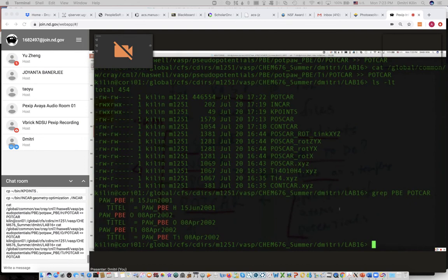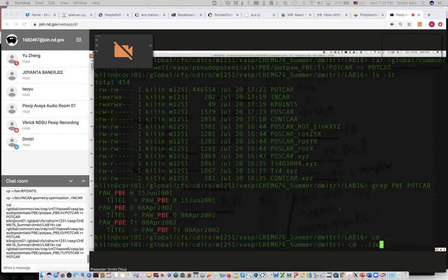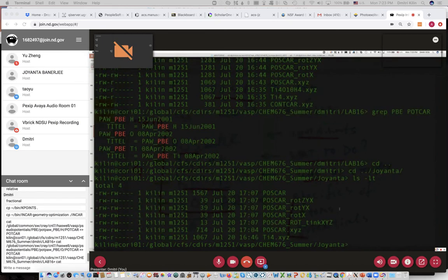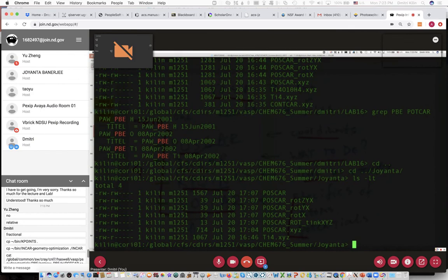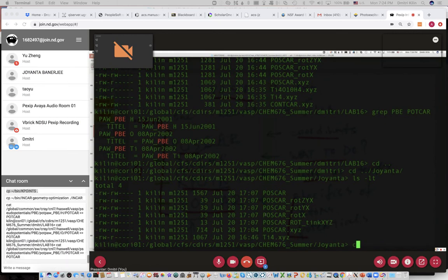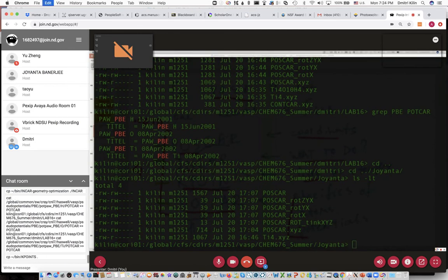Okay, I'm going to the directory of Jayanta, POSCAR. So, Jayanta, you need to just type. Oh, no, I don't want to type it instead of you. You need to do it yourself. Copy the template of KPOINTS. Copy the template of the INCAR.